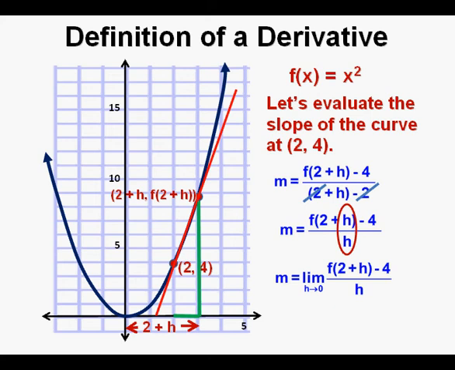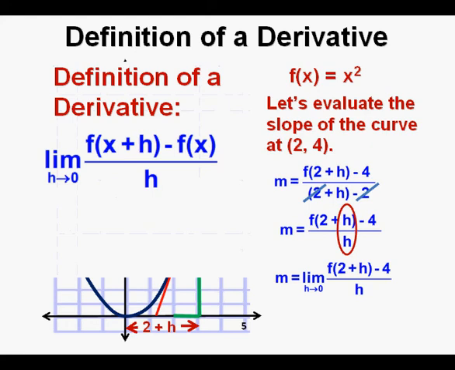And when you see this limit defined generically without specific numbers for x and y, this is what it looks like. And this is called the definition of a derivative. The definition of a derivative is the limit as h goes to 0 of f(x + h) minus f(x) divided by h. I bring this up because in your calculus career you may see something in this format. It's really just a slope form taken to the limit.